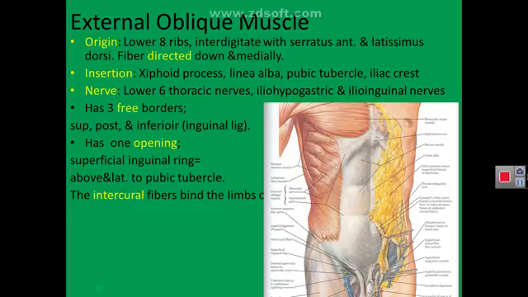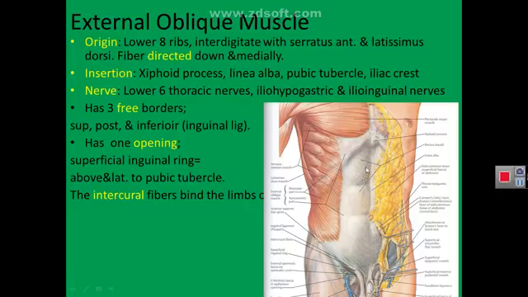Considering the details of the flat muscles of the anterior abdominal wall, starting with the most superficial, which is external oblique, this muscle originates from the lower eight ribs, and here it interdigitates with the serratus anterior and with latissimus dorsi. Its fibers are directed downward, forward, and medially.